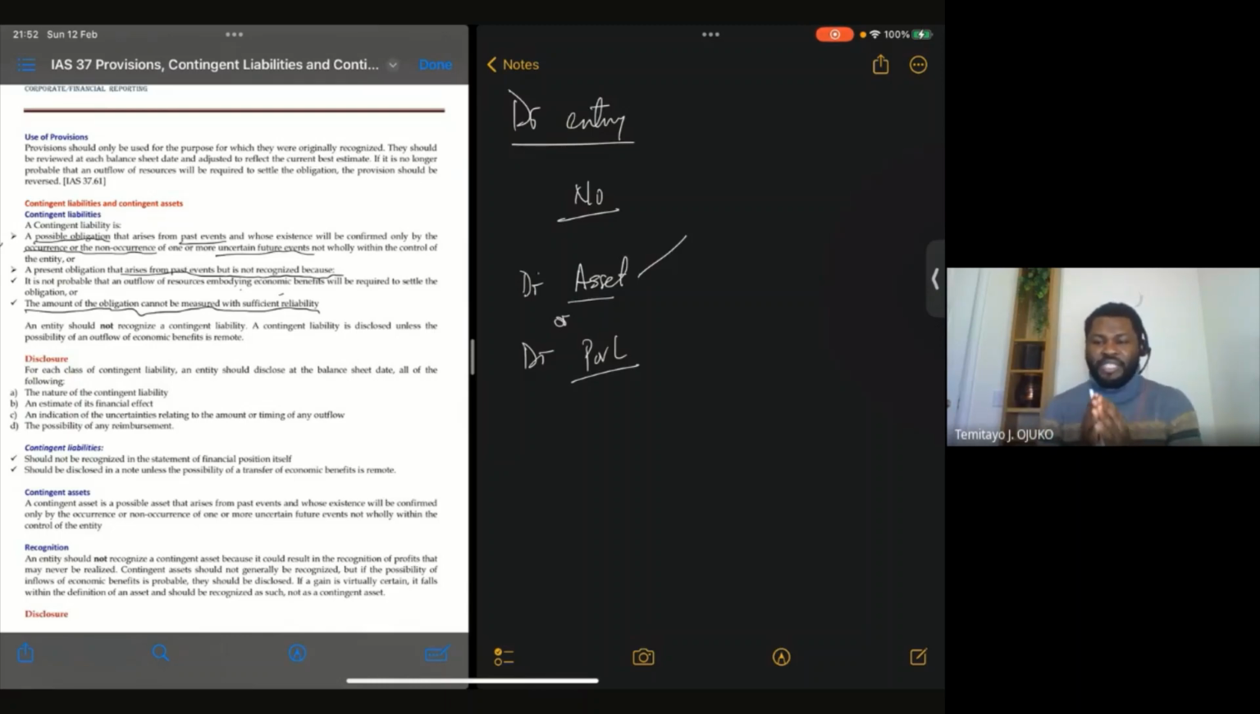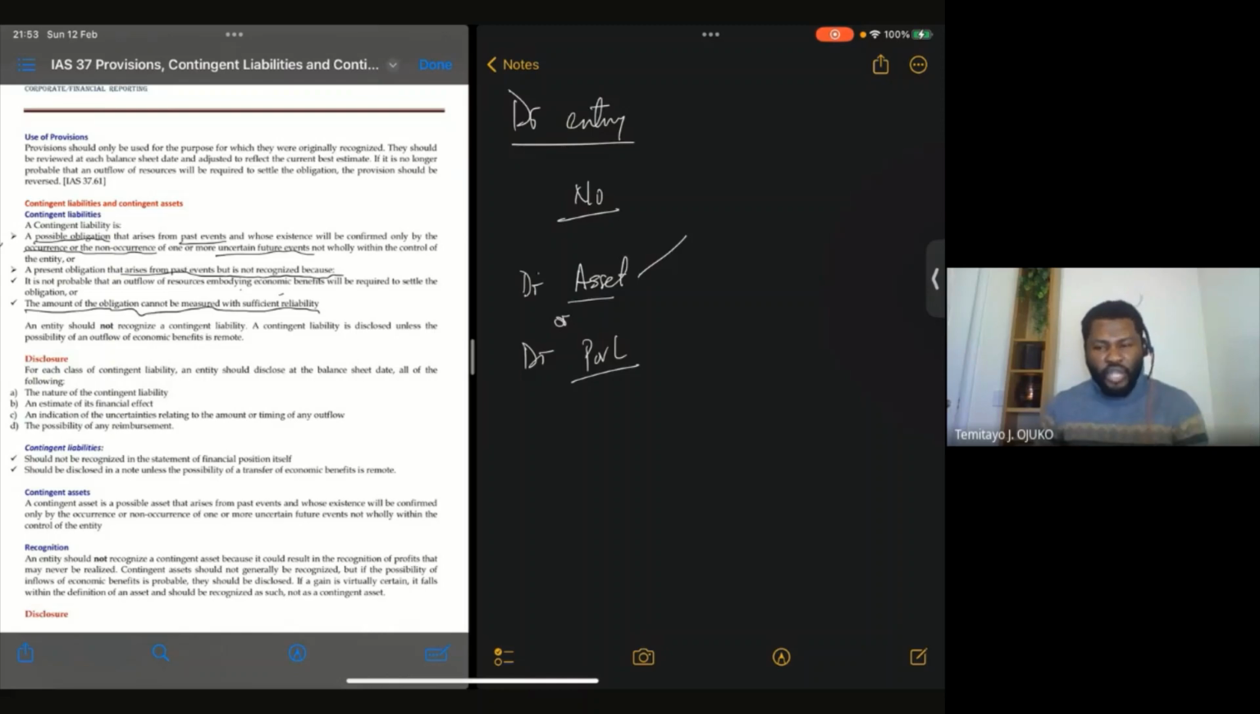Now, inasmuch as the estimate is still valid and you are sure that the outflow is still going to be made and the three criteria are still met, then you don't have to reverse it. But as soon as the provision criteria are no longer met, or it has been fulfilled, or the time has elapsed, then you have to reverse the provision that is left.